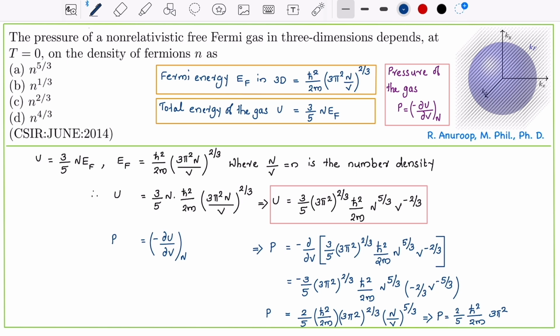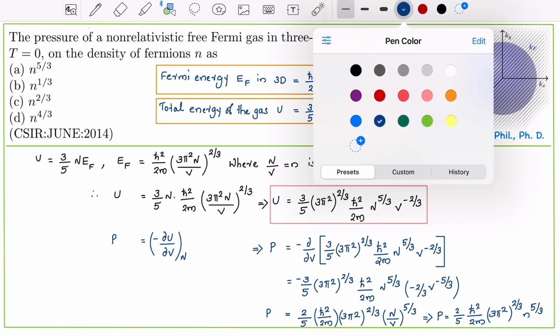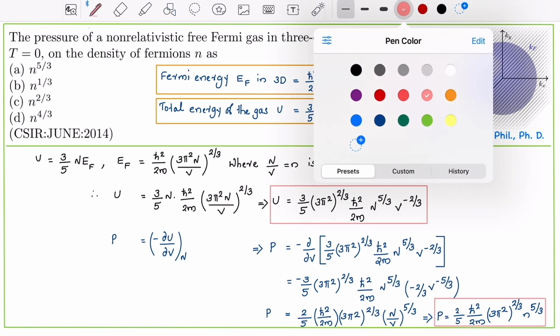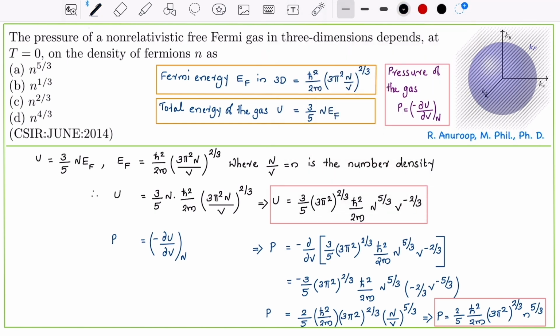Now replace capital N by V as small n, n raised to 5 by 3, where N by V is equal to small n, the number density. This is the final expression for pressure of non-relativistic free Fermi gas in 3D. So we have the conclusion that the pressure is directly proportional to the density of fermion n raised to 5 by 3. Hence, from the given options, option A is the right option.